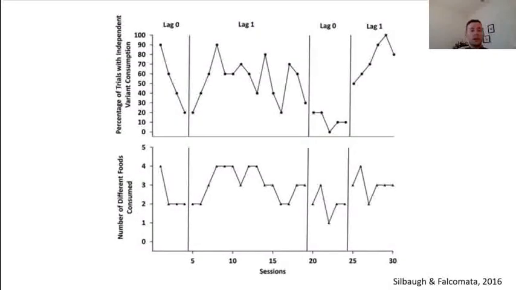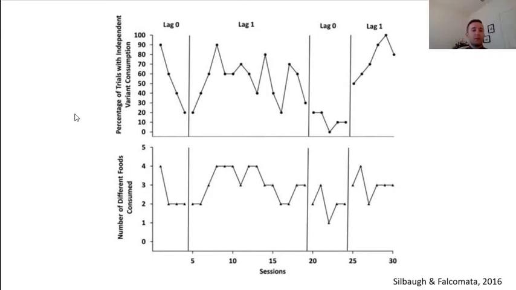Okay, so let's look at some graphed data. What I really would like to focus on is the top panel. This is the top panel, and this is the bottom panel of this entire figure. First, this is a study I conducted with Terry Falcomano, University of Texas at Austin, during grad school.